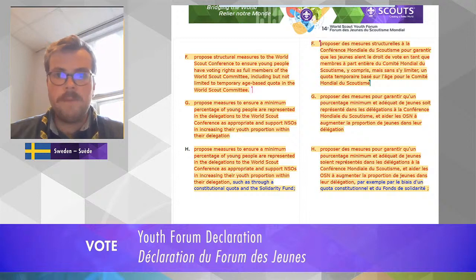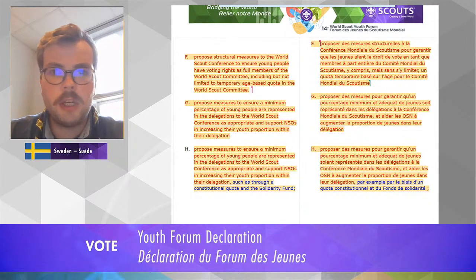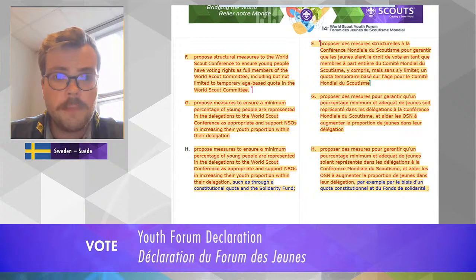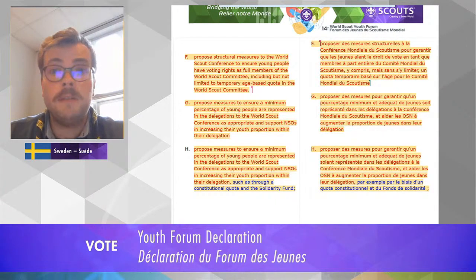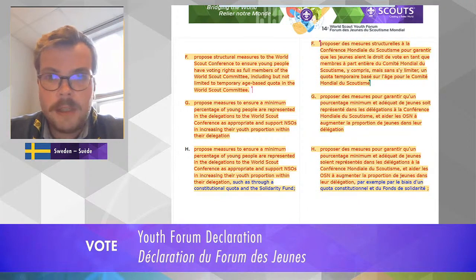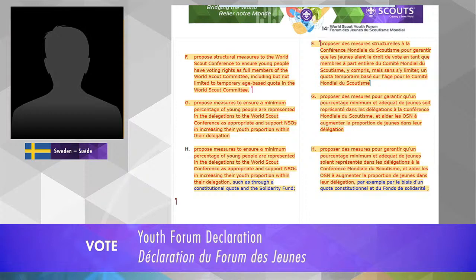I would like to speak in favor of the proposed change of splitting the paragraph on structural measures for better youth inclusion in decision-making. That's number F and G. If we are to understand the challenges we're facing regarding meaningful youth inclusion, we need to understand the difference of processes with regards to.